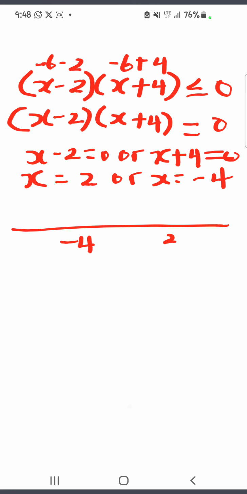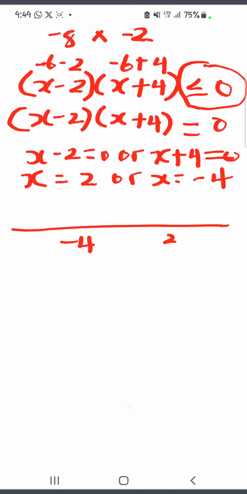What's minus 6 minus 2? That's minus 8. What's minus 6 plus 4? That's minus 2. What's minus 8 times minus 2? That's 16. So let me ask you, is 16 less than or equal to 0? No way. 16 is even bigger than 0, so it can't be less than.